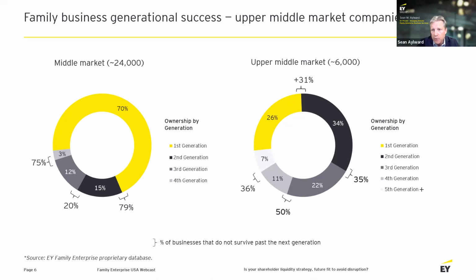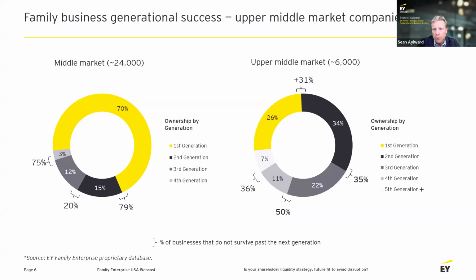However, we find that if you can get to the upper middle market, which we'll define in the neighborhood of approximately 300 million in revenue, you'll see that the likelihood of successful transitions down through multiple generations, and beyond generation 3, goes up substantially. And in the upper middle market, almost 40% of those companies make it to the third generation or beyond.